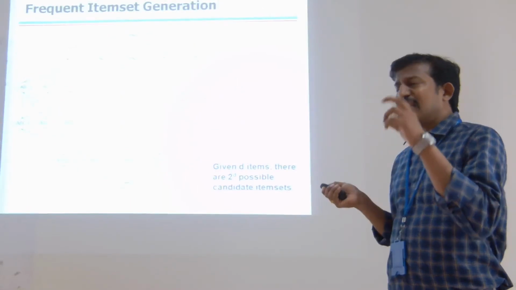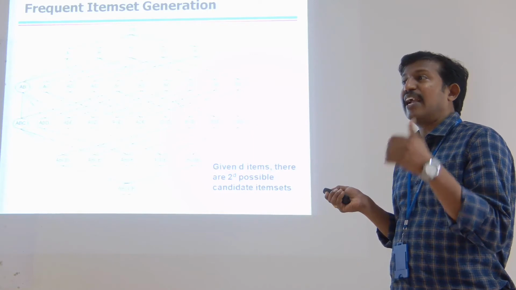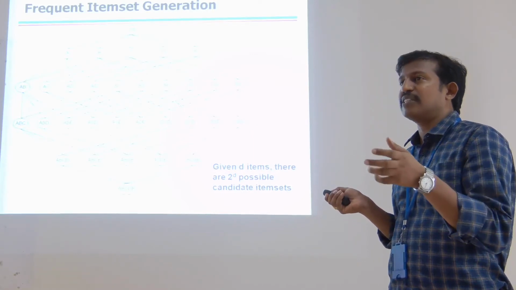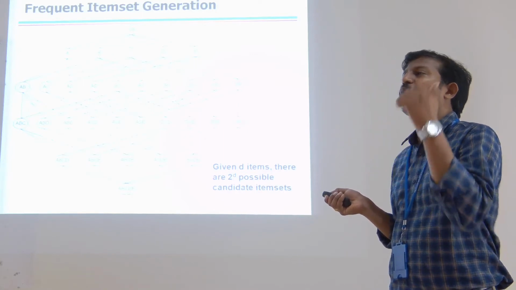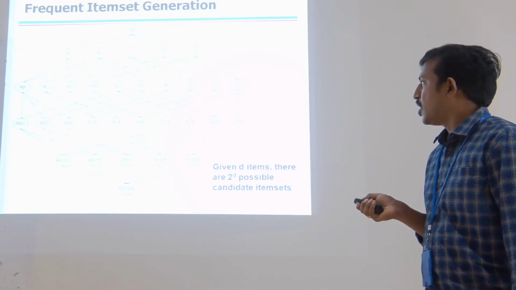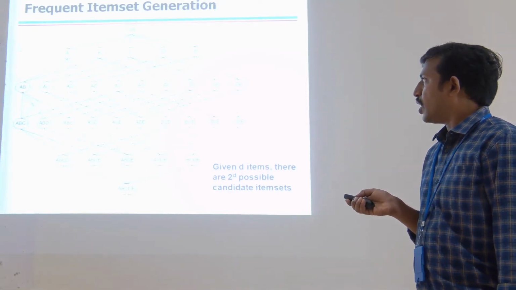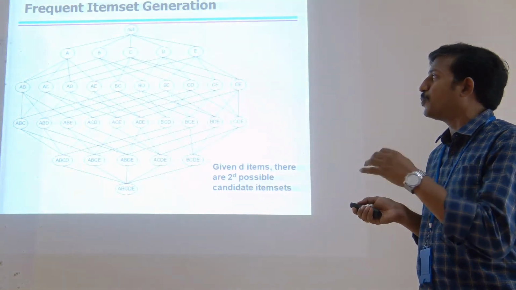So in the real world, do we have only 5 items? No. In the real world we have millions of products. In such a case, what will happen? 2 power n is very computationally expensive. That's why we need a solution for this. What we need to do is cut short the number of possible candidate item sets.